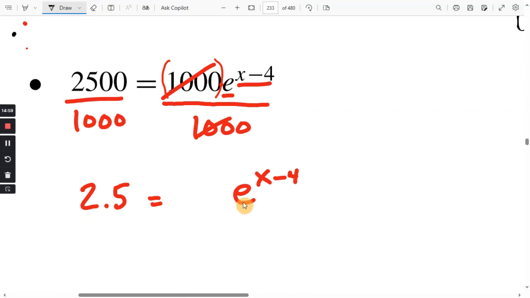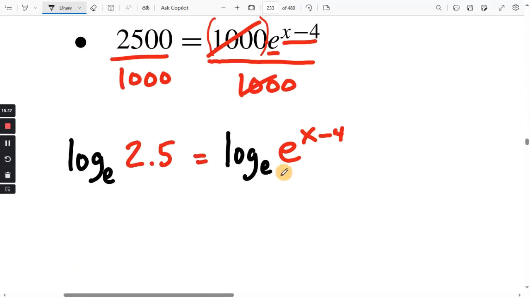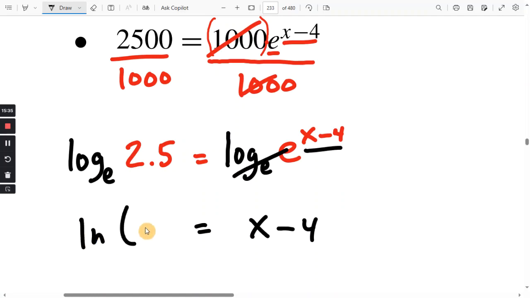Now here we see e is raised to this exponent. Since we have a base of e, I am going to take the log base e on both sides of the equal sign. On the right hand side, log base e and the e match, so those cancel, and we're left with the exponent of x minus 4. On the left-hand side, log base e is the same as ln, and we're left with ln of 2.5.